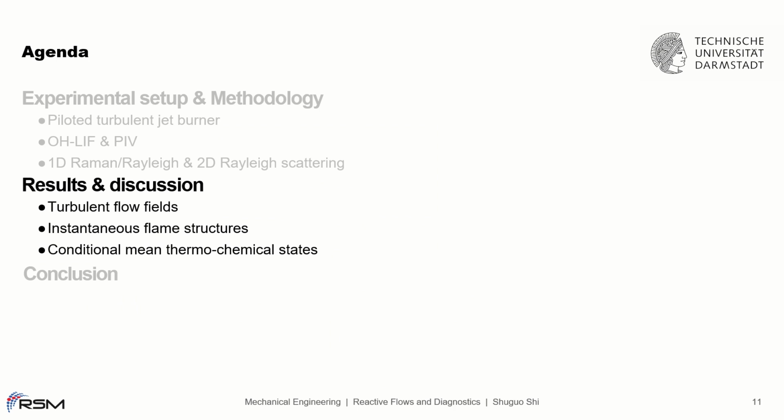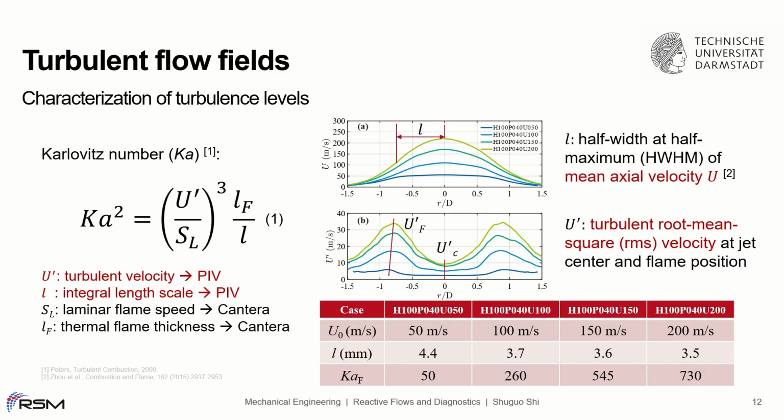Next, let's move on to the results and discussion. In this work, the Karlovitz number was used to quantify the turbulence level in the measured flame, and it can be calculated by equation 1, in which U prime is the turbulent velocity, L is the integral length scale, SL is the laminar flame speed, and LF is the thermal flame thickness.